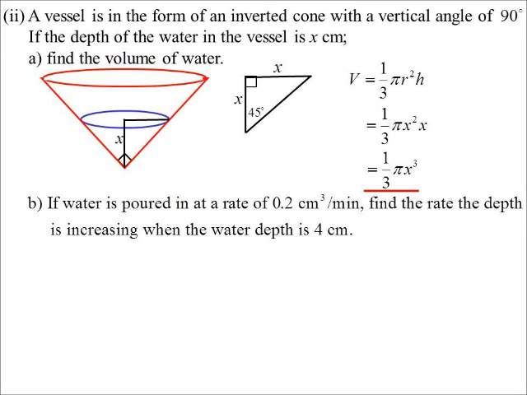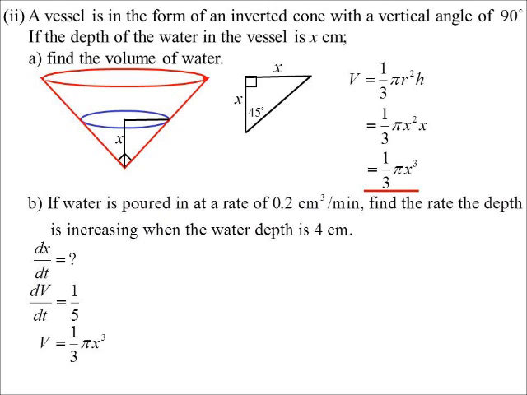All right, so we're going to pour water in at a rate of 0.2 centimetres cubed per minute. We want to find the rate that the depth is increasing once we get to 4 centimetres. So what are we trying to find? We're trying to find dx/dt. What do we know? We know dV/dt. They've told us we're pouring in 0.2, which is 1/5. So I want dx/dt, I've got dV/dt, so ideally now I want something that links volume and displacement together so I can create dV/dx. Which was the point of the first question.